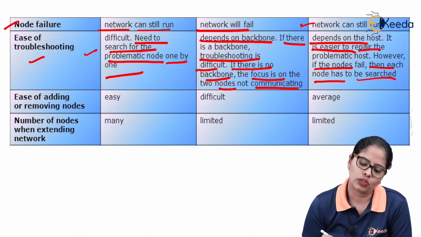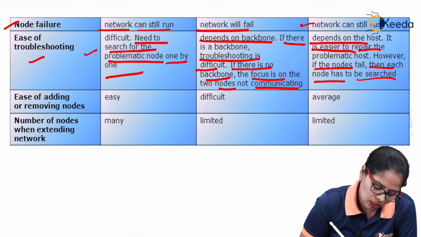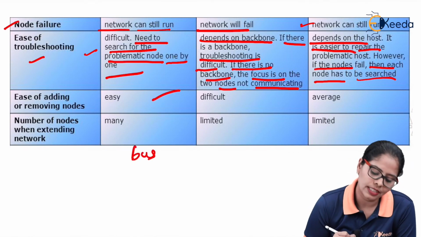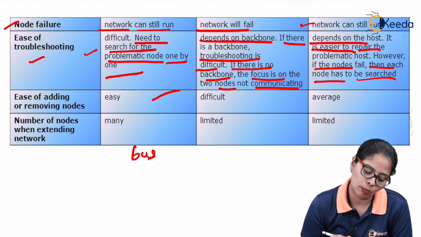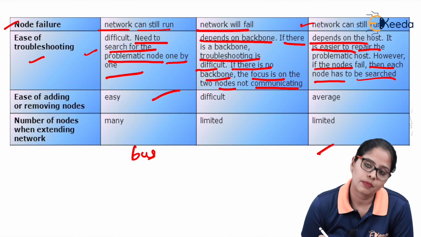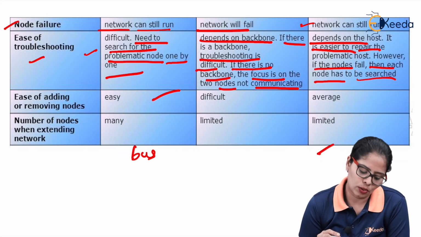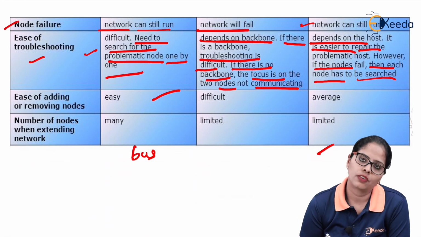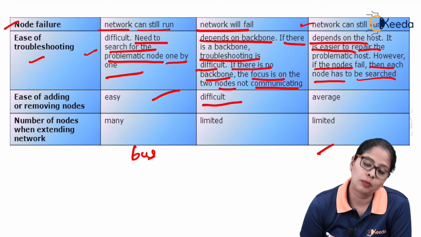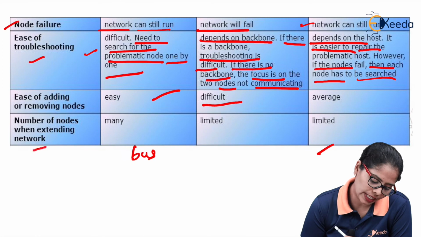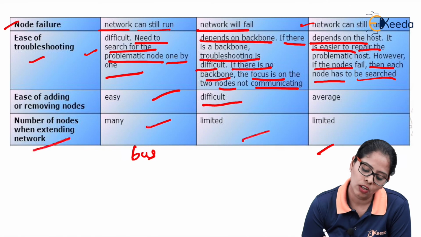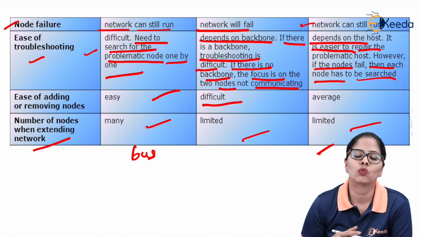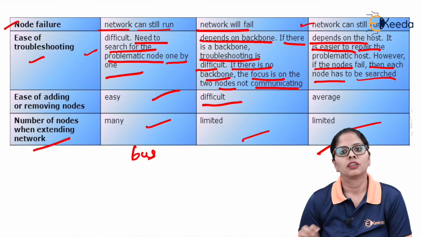Adding nodes: as you know, in the bus topology we can easily add. In the star topology you can also add, but it is average, whereas in the ring topology it is a little bit difficult. The number of nodes when extending the network: here it is many, over here it is limited, over here it is limited. So that was the comparison between the different topologies. Thank you.